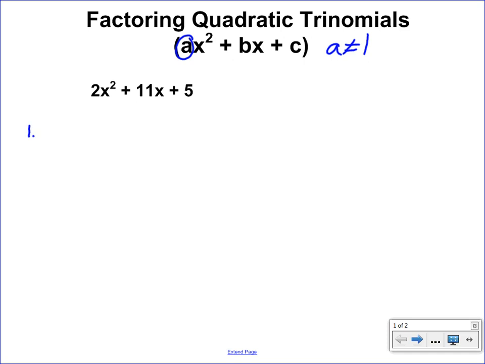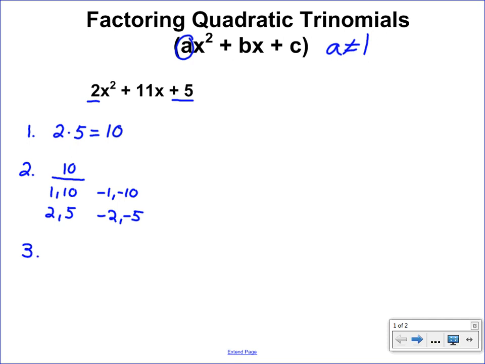Step 1, you will multiply the first and third coefficients. Whatever sign is in front of that last number has to come along with it. So in this case, it's going to be 2 times 5, which gives us 10. Step 2, you want to list all the factors of that number. So the factors of 10 are 1 and 10, 2 and 5, -1 and -10, -2 and -5.